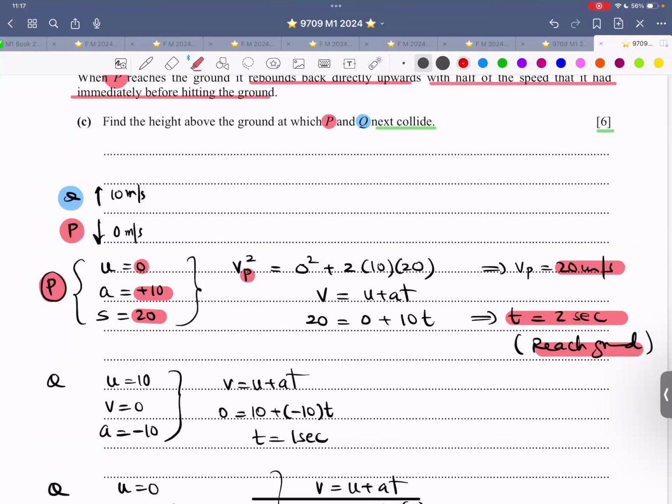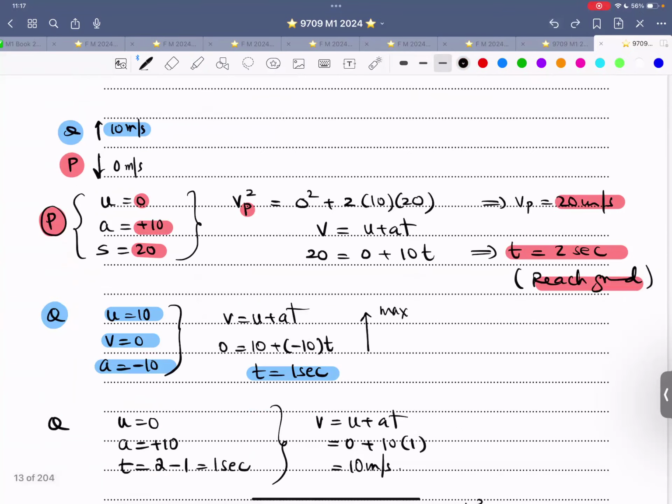So that is important. At the same time, what's happening with Q? So now Q has a speed of 10 meters per second. It's going up. Final velocity is 0. This is for reaching the maximum height. Acceleration is -10. So it takes 1 second to reach maximum height.